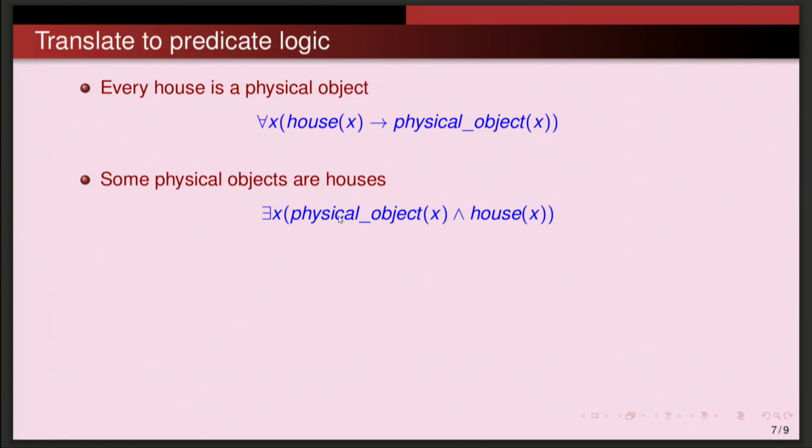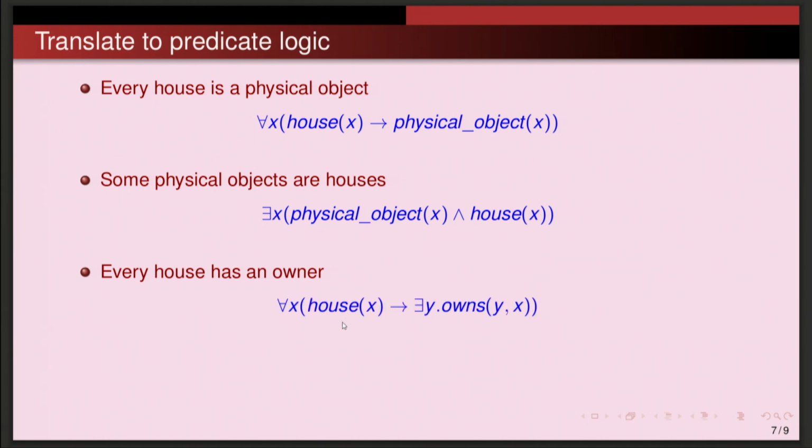That is a representation of the second statement, and every house has an owner. An owner can be represented as there exists y and y is an owner. So, there exists y that owns x, where x is a house, and every house is represented as for all x. If x is a house, then that house is owned by an owner. That owner is represented as an existential clause, which is y.